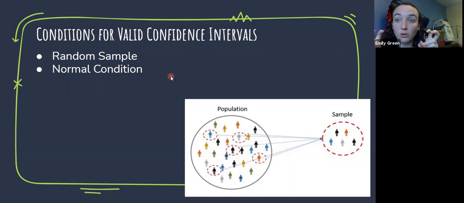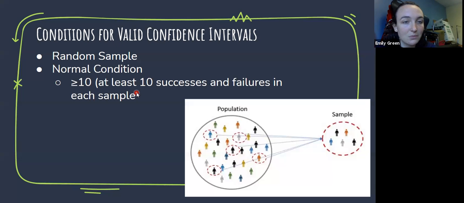We also want the normal condition. So the normal condition has to do with that normal curve, but it actually means that we want greater than or equal to 10. We want at least 10 successes and failures in each sample. Successes and failures would just mean, like, if we have some people who say yes to a question and some who say no, we want at least 10 who say yes, at least 10 who say no. We want at least 10 who are voting for one presidential candidate, at least 10 who are voting for another.